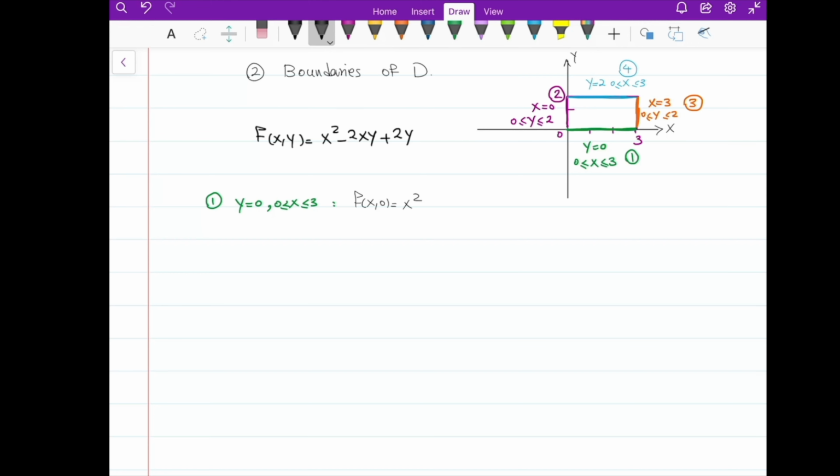Just x squared. What is this graph? This is actually a parabola, like this. And then x is between 0 and 3, so we just consider this part of the graph. This part of the graph has a minimum at (0, 0), and it has the maximum at (3, 0).